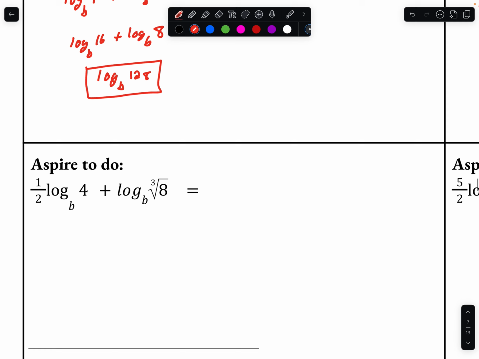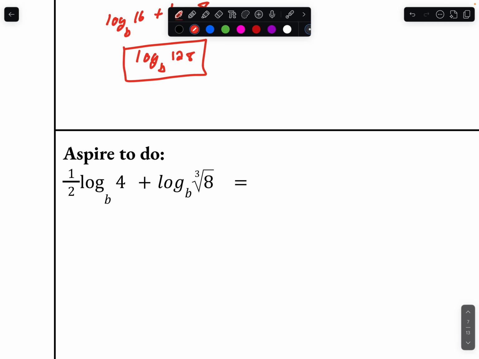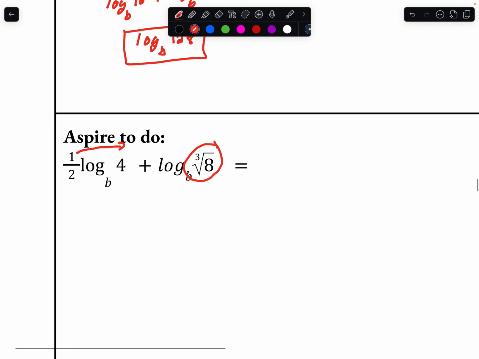All right, now for the next one to do here, similar thing, right? I'm going to move the 1/2 up front, okay? And now I've got this to deal with. So I'm going to move that log base b to the front, so log base b of 4 to the 1/2 power plus log base b of this.